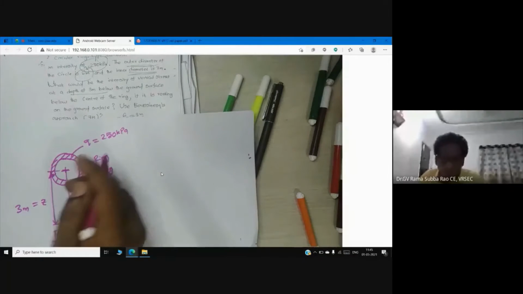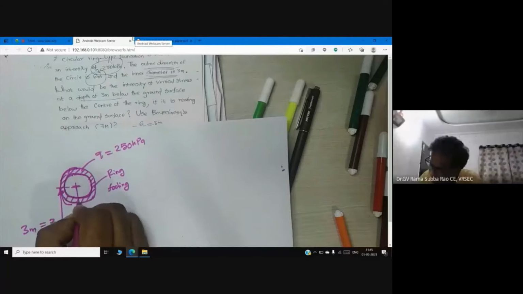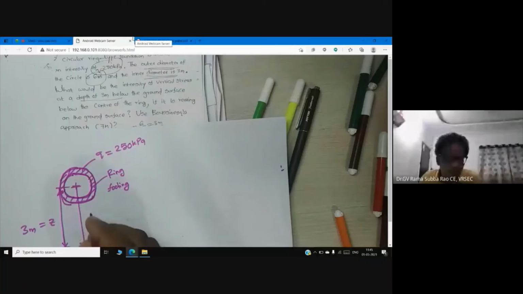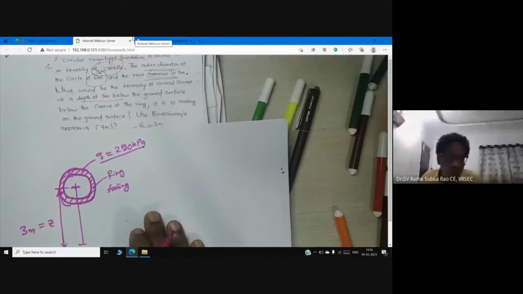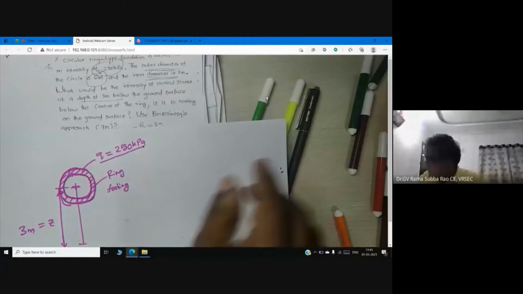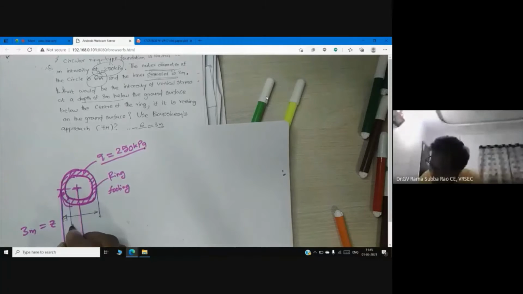Yes, you can see this is a ring footing. The intensity of loading is given as 250 kilopascal. Now, actually, this ring has an external diameter, what I call the outer diameter, and it has an inner diameter also.